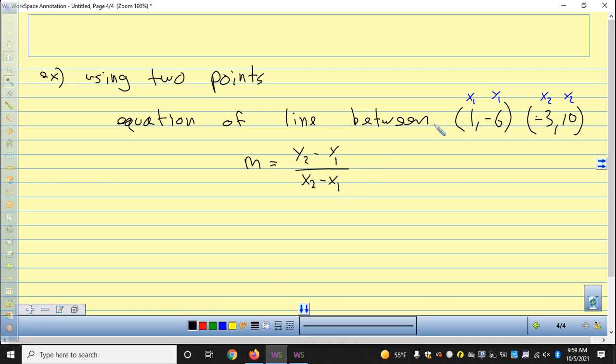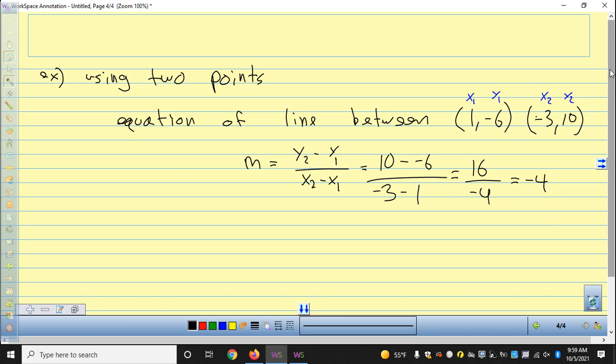I'm going to plug my numbers in here. y2 minus y1, 10 minus -6, over x2 minus x1, -3 minus 1. 10 minus -6 is 16, 10 plus 6. -3 minus 1 is -4. 16 divided by -4 is -4.